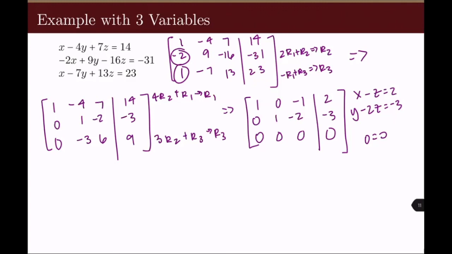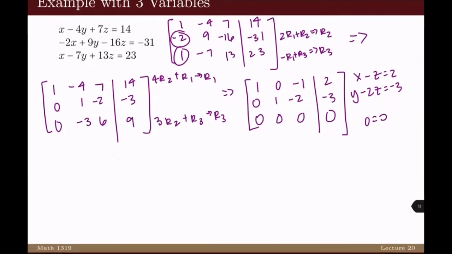So that means we'll have the first equation will be, now what we want to do is express x and y in terms of z. So that means we'll have x minus z equals 2 is going to be x equals 2 plus z, and y minus 2z equals -3, which is going to be y equals -3 plus 2z.